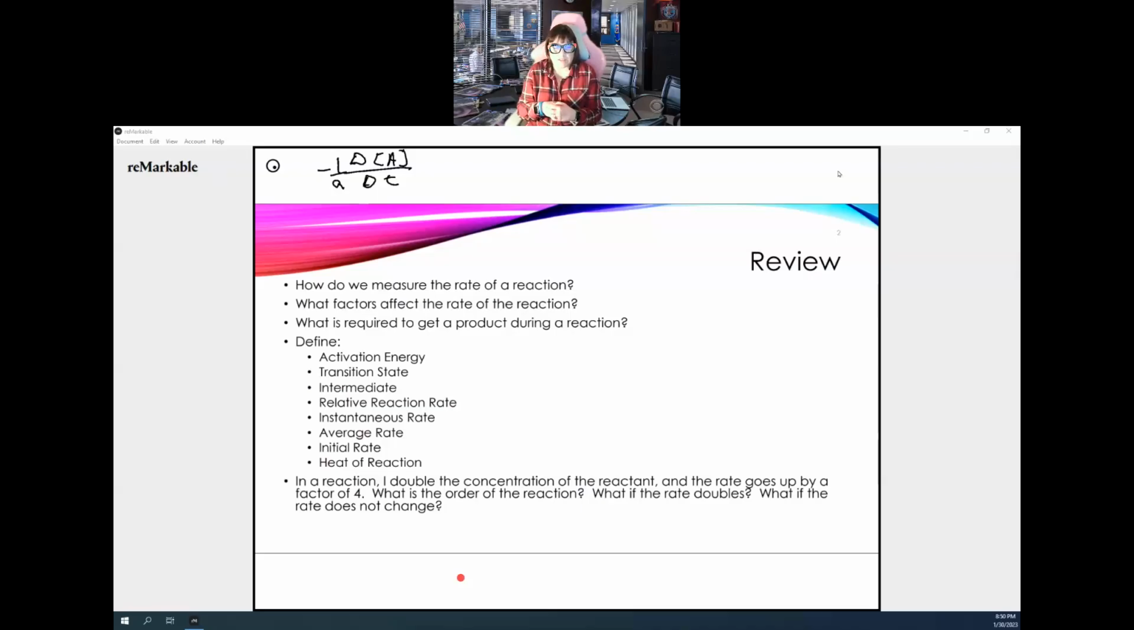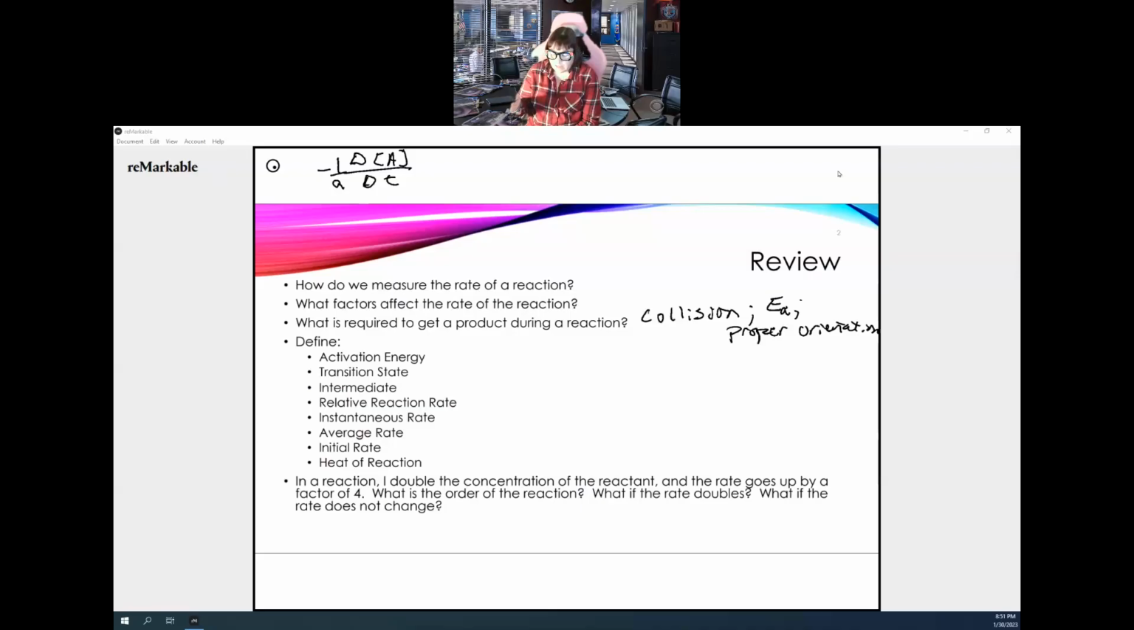What is required to get a product during a reaction? That's an interesting question. There are 3 things. I need a collision. That collision must have sufficient energy: EA, that energy barrier, needs to be met. The other thing is that I need the proper orientation. If I hit in the wrong way, I'm not going to get that reaction. I typically list collision, then EA, and proper orientation after, because if I don't get the collision and the EA, then I've got nothing.